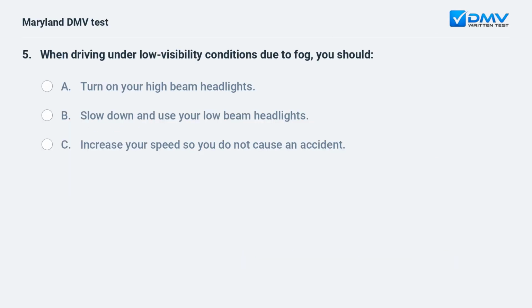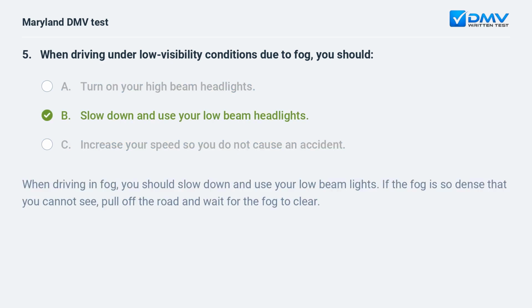When driving under low visibility conditions due to fog, you should A. turn on your high beam headlights. B. slow down and use your low beam headlights. C. increase your speed so you do not cause an accident.